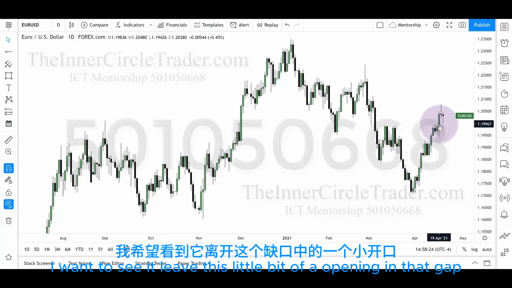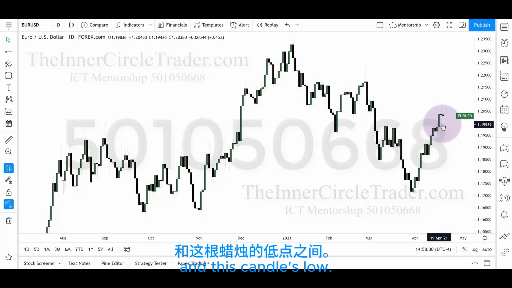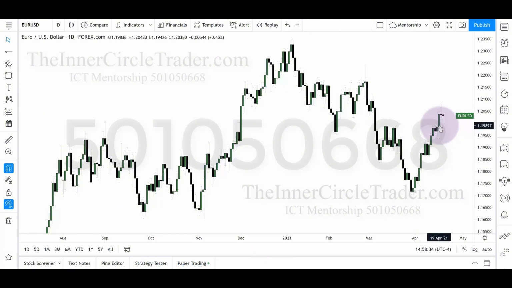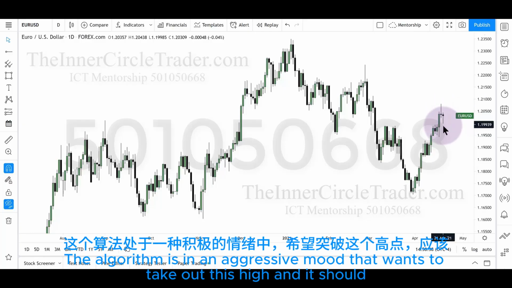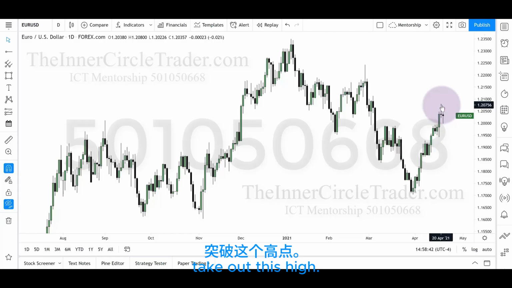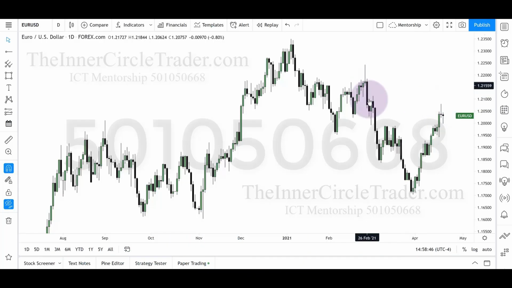I want to see it leave this little bit of an opening in that gap between this candle's high and this candle's low. There's a small little gap there. I'd like to see that remain. And that to me indicates that it doesn't need to go lower. The algorithm is in aggressive mode that wants to take out this high. If it should take out this high, then we're focusing here and completely closing in all of this.